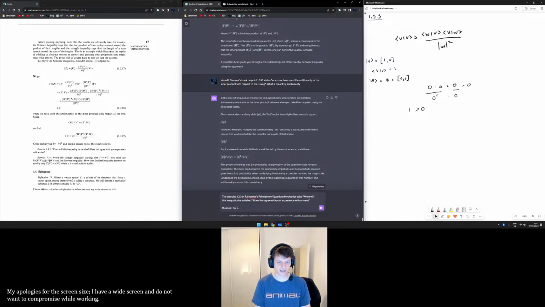The idea I had was that if we take the following inequality stated in the book above, let's do this. It's going to be the inner product of V, W, times the inner product of W, V, divided by the magnitude of W squared.